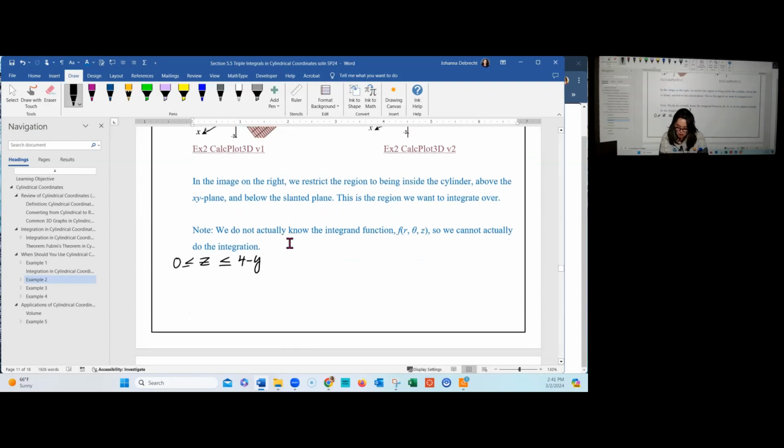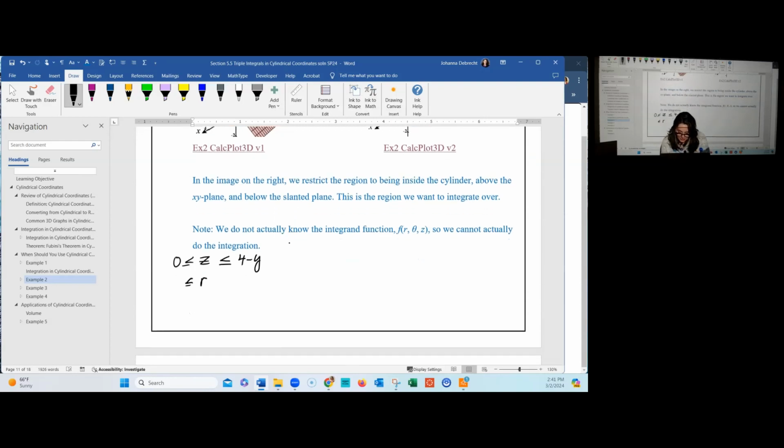We also know that r is going to vary between the pole and the outer limit 2 sine of theta. We know that theta is going to vary between 0 and 2 pi. This should allow us to write the iterated integral, even though we don't know what the integrand function is. We'll do theta last because it is not a function of any other variable. This goes from 0 to 2 pi with respect to theta.